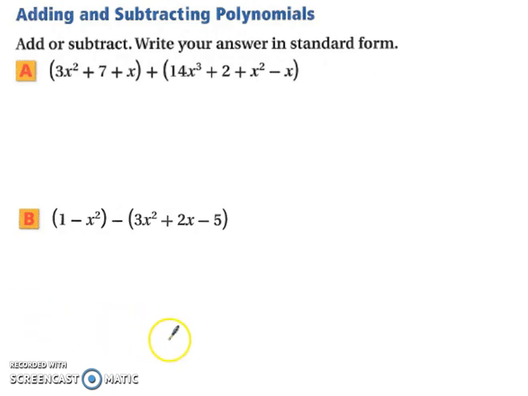Let's look at adding and subtracting polynomials. When you are trying to add or subtract polynomials, simply combine like terms. So we have 3x squared and a positive 14x to the third. Those can't go together. Well, there's no other powers that are 14x to the third, so that one's going to stand alone.